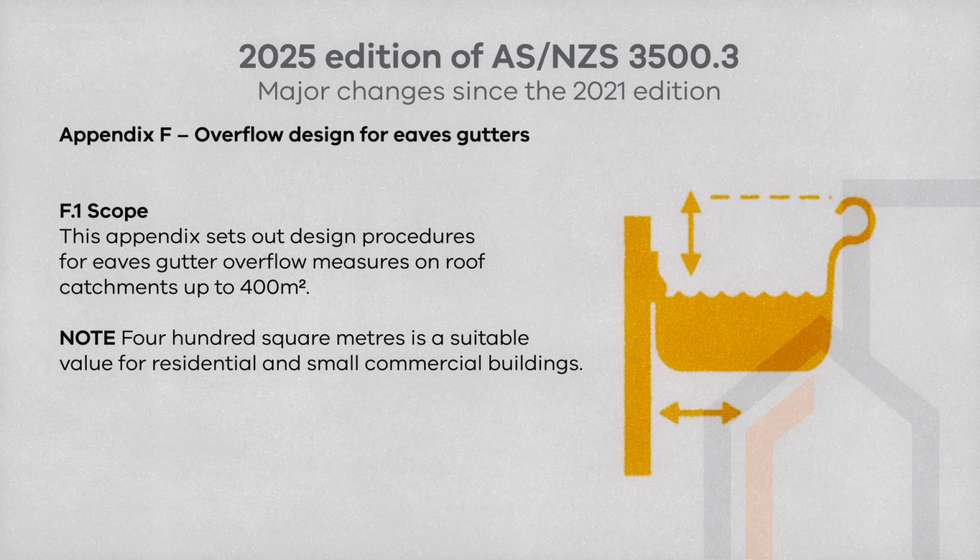Appendix F sets out the requirement for designing EVA's gutter overflow systems for roof catchment up to 400 square meters. The 400 square meters limit applies universally to all building types, both residential and commercial. There is no limitation in the standard that restricts this to small buildings only. Now, a few key clarifications based on our regulatory position.